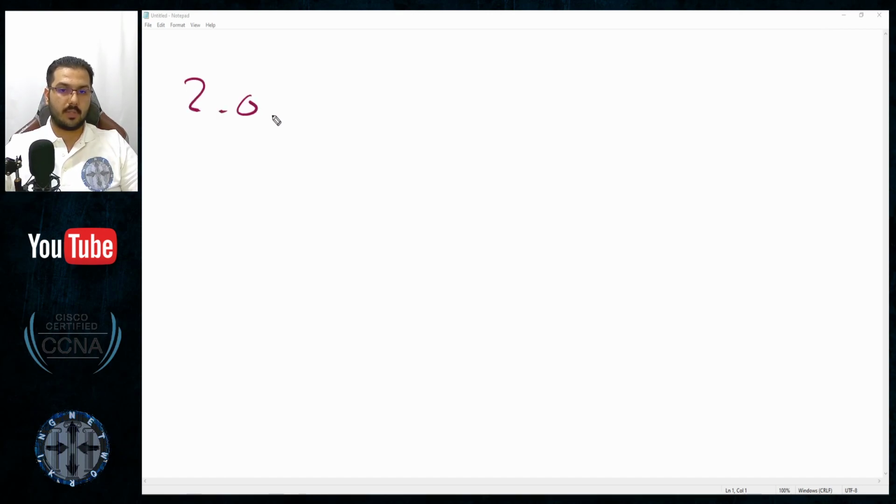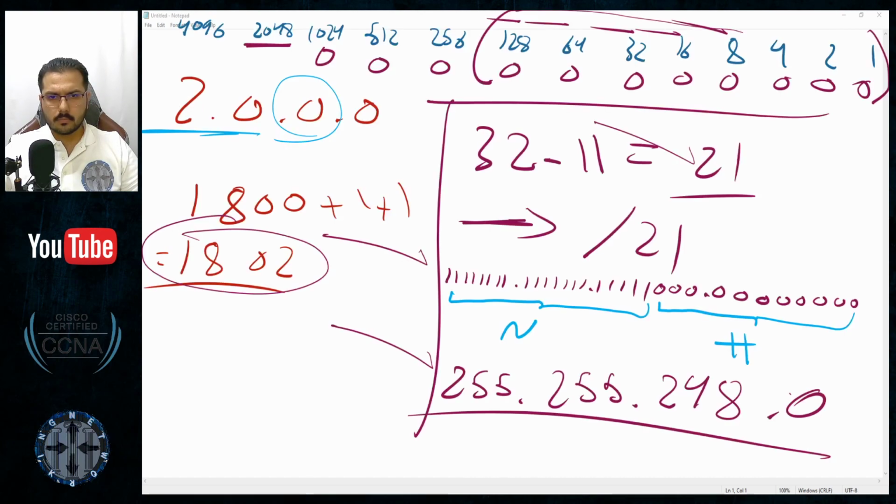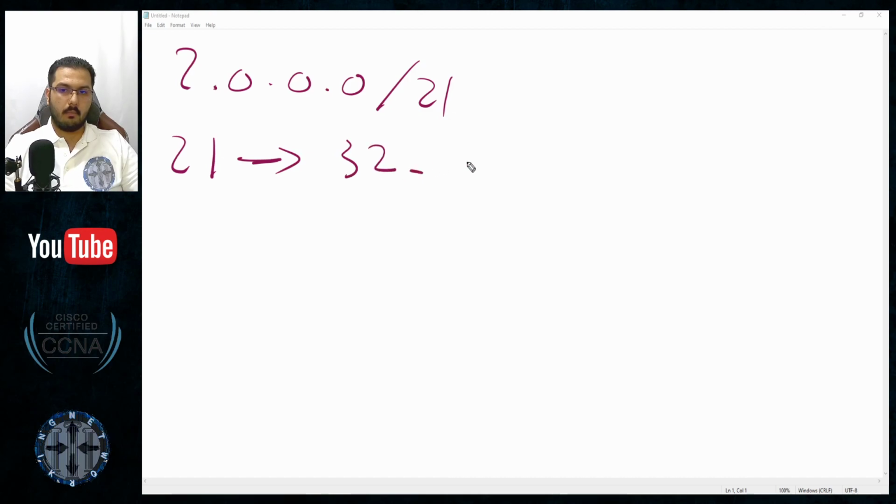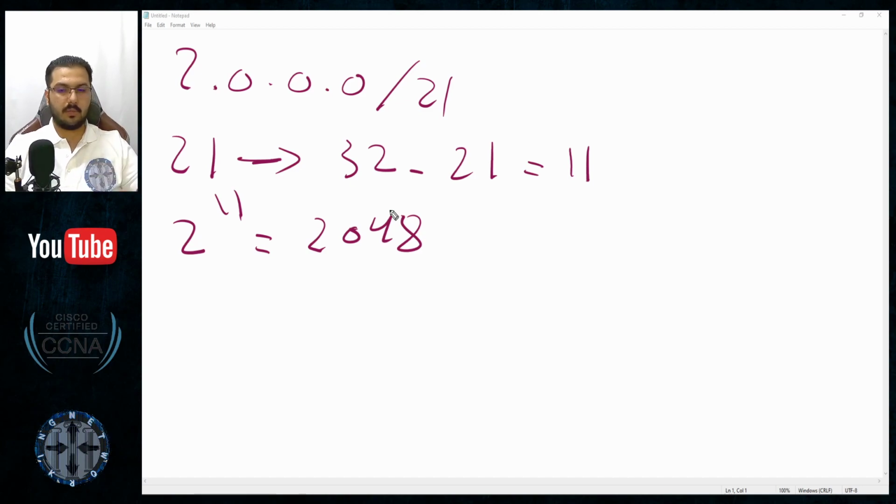So 2.0.0.0, it was .0, right? Yes, 2.0.0.0/21. Show me now the network ID and the broadcast ID. Okay, I will show you. /21 means 32 minus 21 equals 11. So 2 to the power of 11 equals 2048, because I remember 2 to the power of 10 is 1024. This one is next, 2048 host IP addresses.